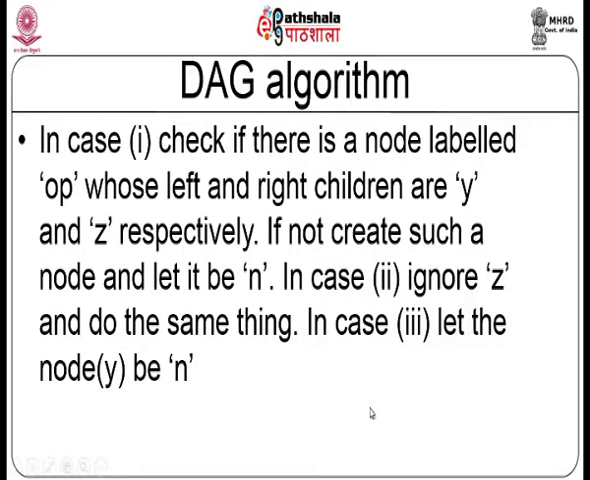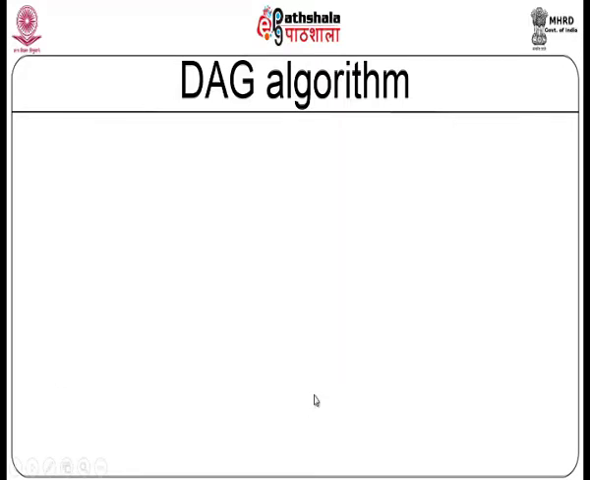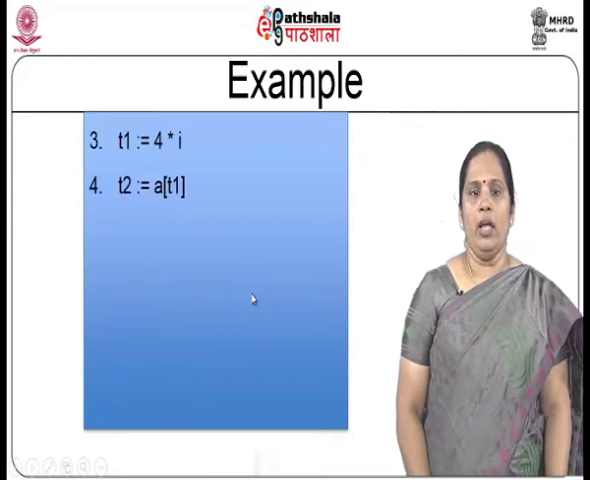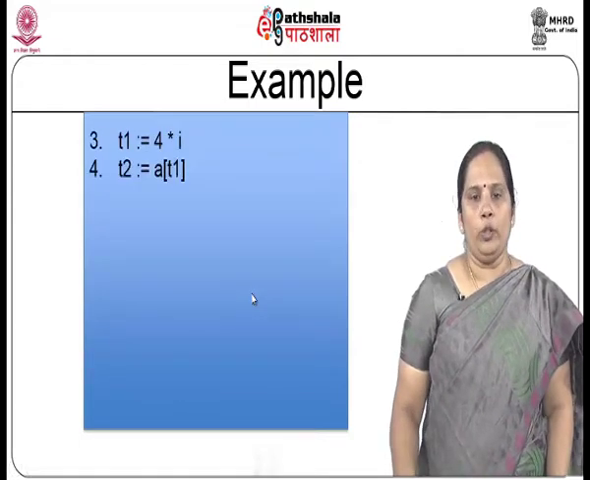So, it is going to be x is equal to y, right. So, there will definitely be an interior node x available. So, you assign y also as one more tag for that particular interior node. So, this is the second step of the algorithm. Then after assigning that, you have to delete x from the list of attached identifiers for node of x, and you have to append x to the list of attached identifiers for the node n and set node of x to n. So, this is what we already said. You will append x to the list of attached identifiers for the node n and set node of x equal to n. So, this is the simple algorithm, and this is what we already saw in module 29.